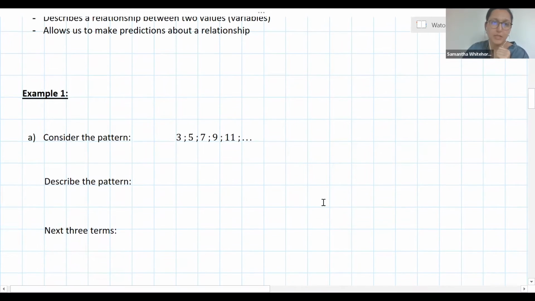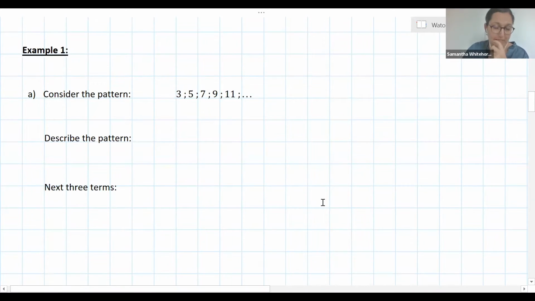Okay, if you have not done number patterns, please don't worry. Like I say, the videos are on Watobe's website. You can go have a look there. We're going to start off very basic, and we're going to add in complexity as we go along. If we have a look at this first number pattern, you've got the numbers 3, 5, 7, 9, and 11. My first question is for you to describe the pattern. My second question is to write down the next 3 terms. The terms are each of these values in the sequence. So this would be the first term, second term, third term, etc.